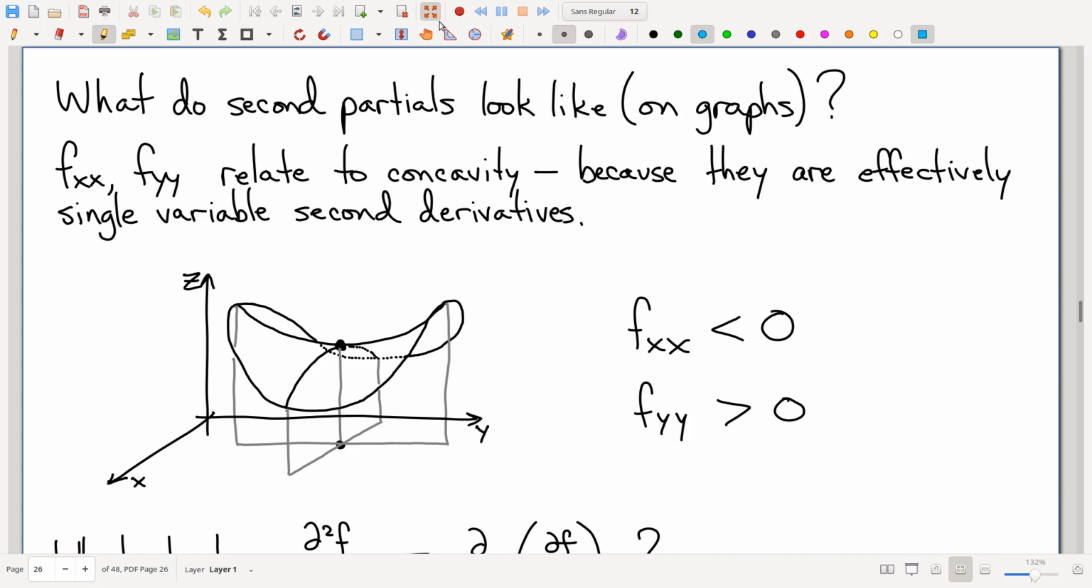So let's start with f_xx. What does f_xx look like? Or said differently, if I'm looking at the graph of a function f, what can I conclude about f_xx simply by looking at this graph?